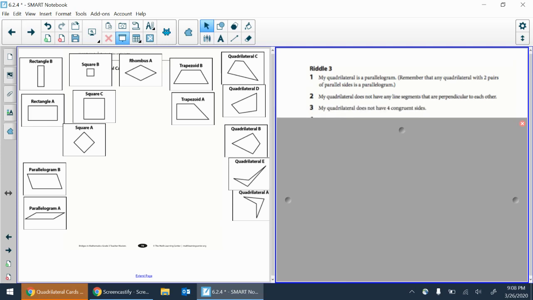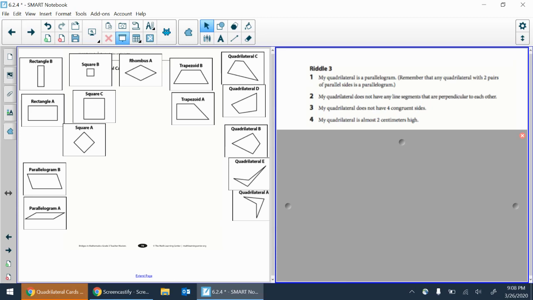Number 3, my quadrilateral does not have 4 congruent sides. We should be getting closer to finding out what shape I'm thinking of. You should be down to just a couple shapes left. And the last clue, my quadrilateral is almost 2 centimeters high.